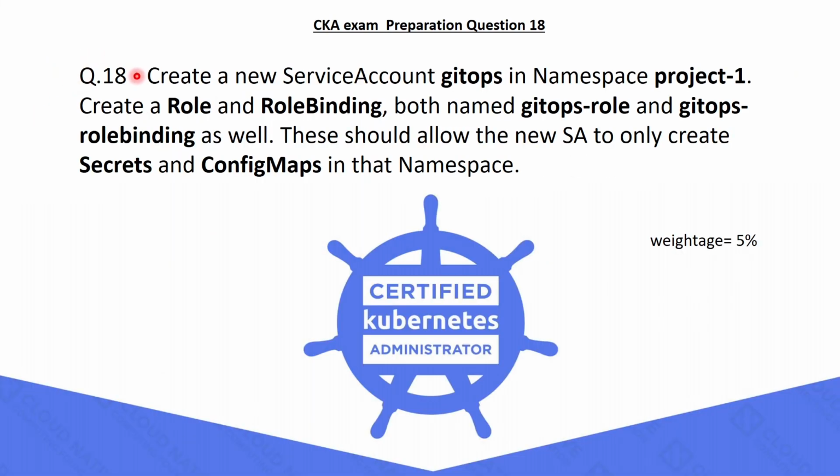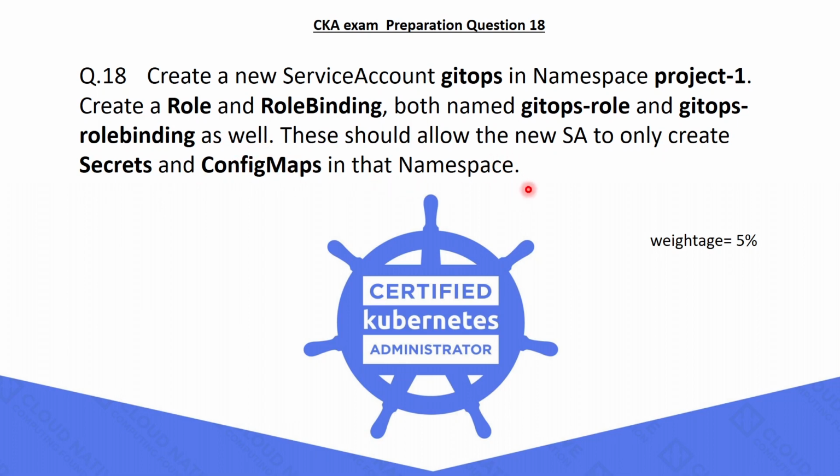18th question is, create a new service account GitOps in namespace project 1. Create a role and role binding, both named GitOps role and GitOps role binding as well. These should allow the new service account to only create secrets and config maps in that namespace.